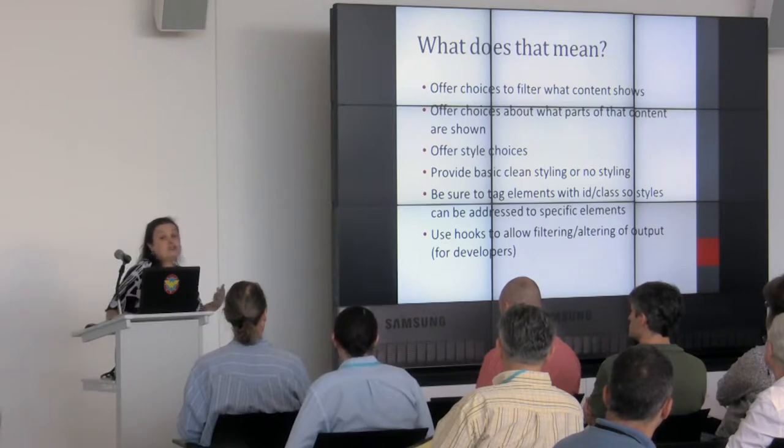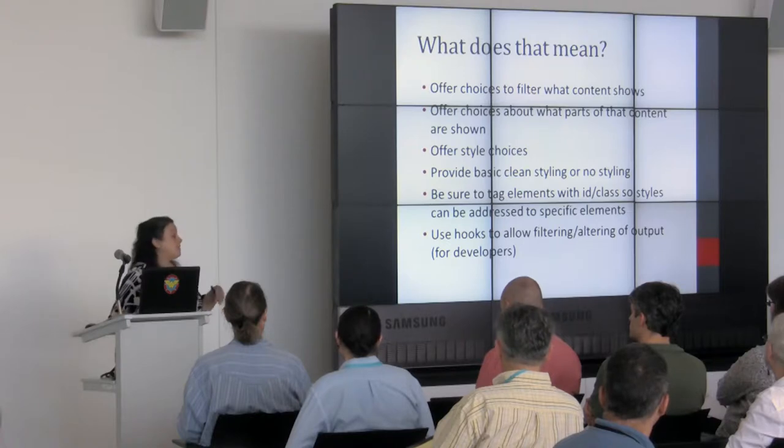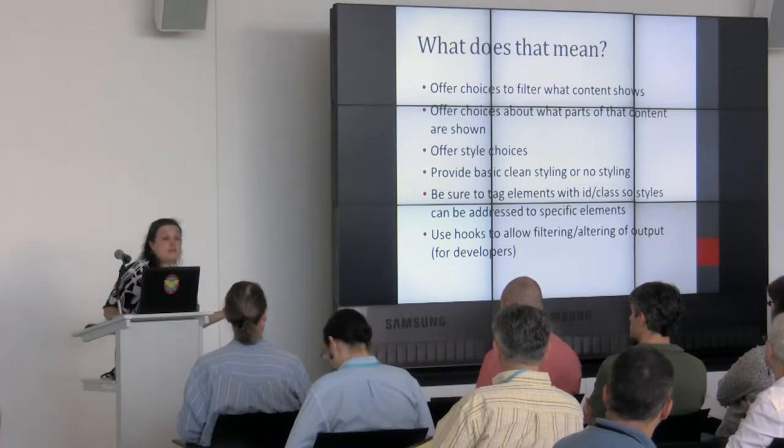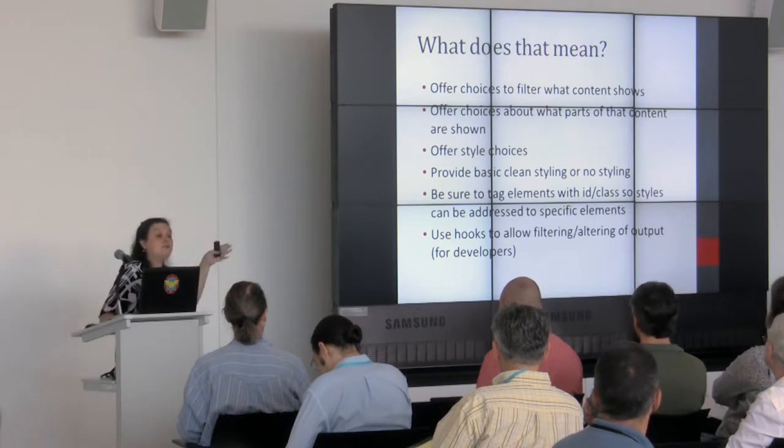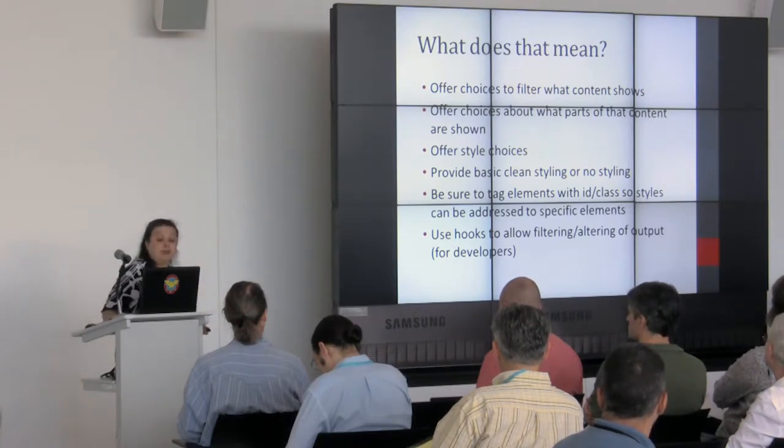So if you've ever used a show post widget, you might see an option that says, do you want to see the thumbnail? Do you not want to see the thumbnail? How many words in the excerpt do you want to see? These are kind of choices that you can give a user. Offering style choices. Now I'm not insisting that you have all of these things. These are just things that you might offer, things to think about when you're creating one.